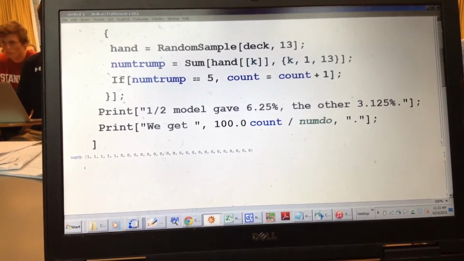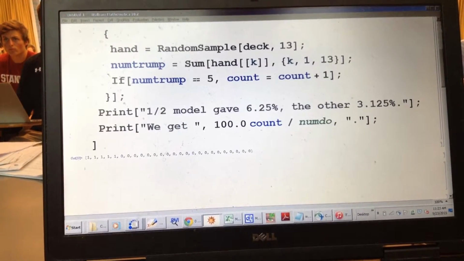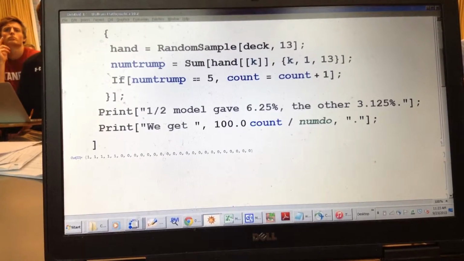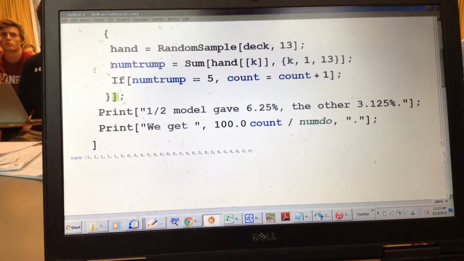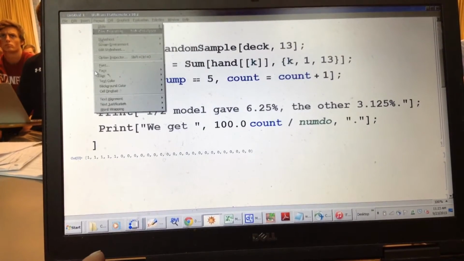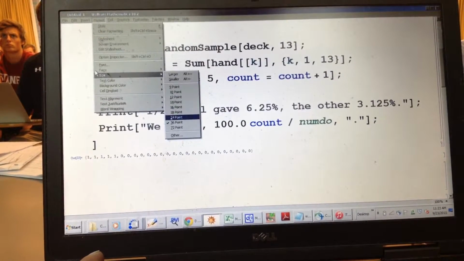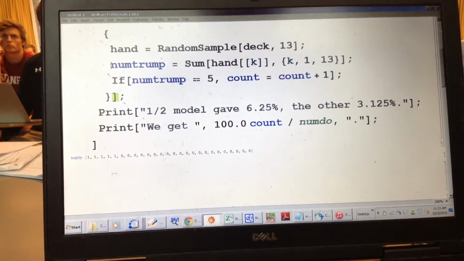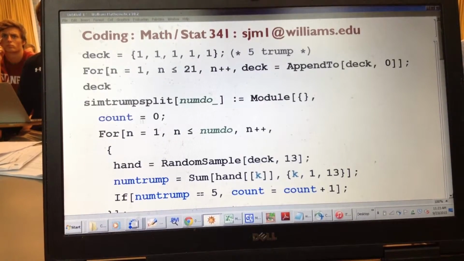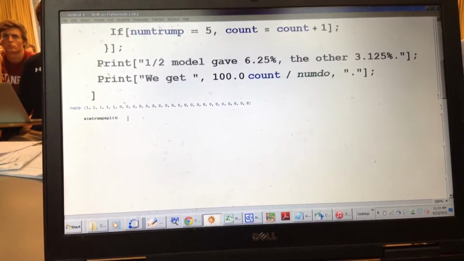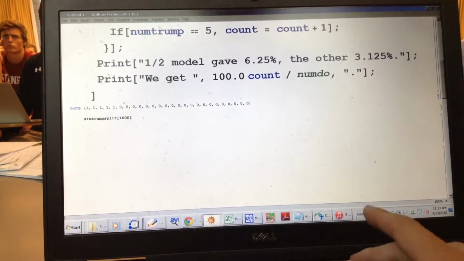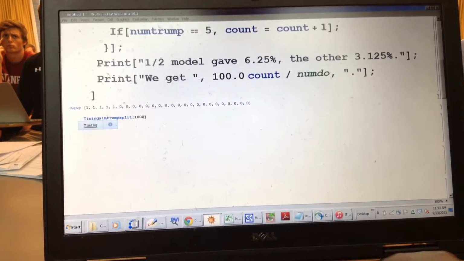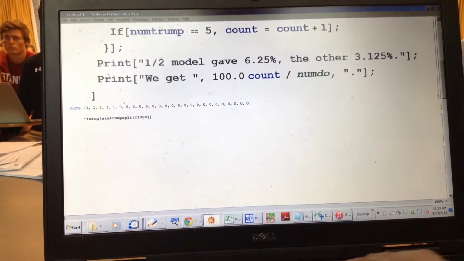So now I do, oops, down here. So how many times do you think we should run this to be comfortable? 1,000? Okay. I'm also going to put what's called a timing command outside of it, and it's going to tell me how long it takes to run.